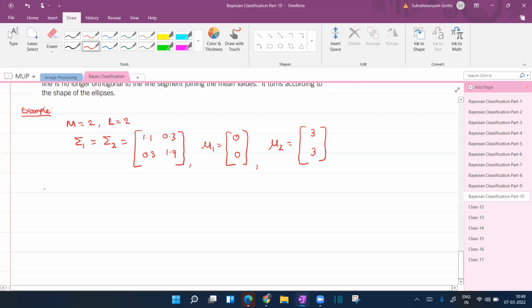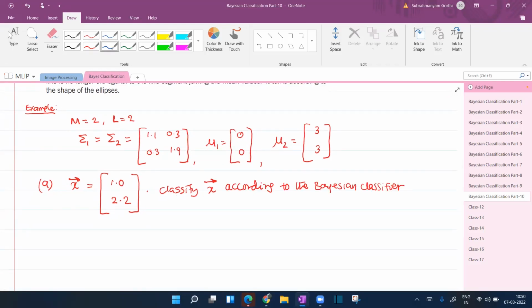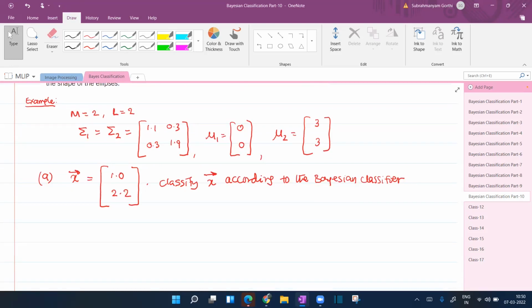Now you are given a feature vector x bar, which is equal to 1.0 and 2.2. What I wanted is to classify x bar according to the Bayesian classifier. What should I do now? Tell me, which distance should I find out, and the minimum of those distances I could assign. Which is the distance that I should consider here? Euclidean distance or Mahalanobis distance?